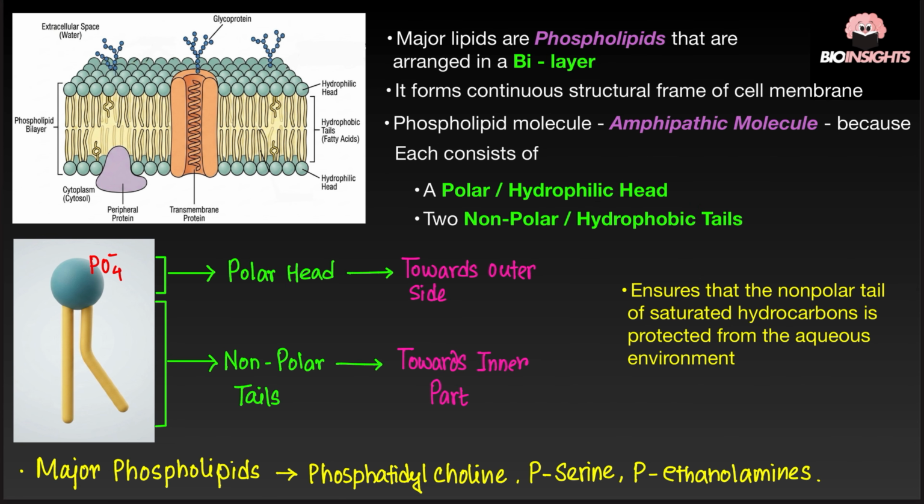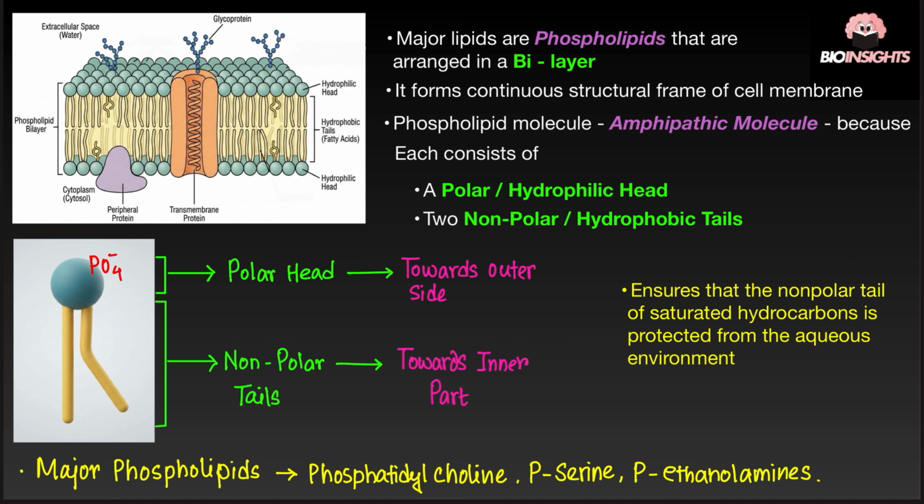With further biochemical studies, it was revealed that the major lipids in the bilayer are phospholipids. They form the continuous structural architecture of the cell membrane. These phospholipids are amphipathic in nature. What does it mean? When chemical compounds possess both polar and non-polar regions, they are called amphipathic molecules.